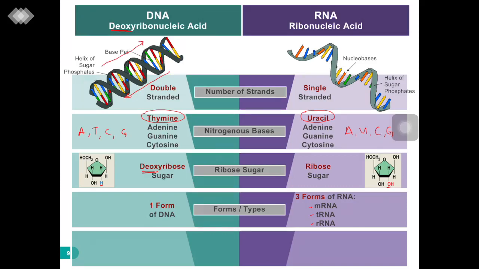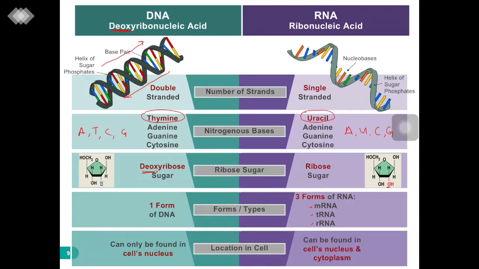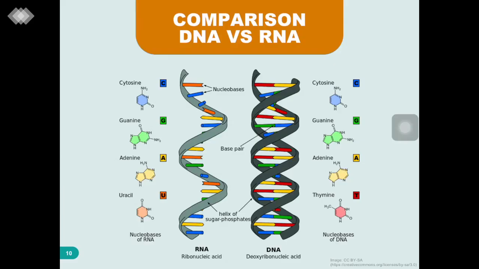And the other difference is their locations. DNA can only be found in the cell's nucleus and cannot be transported out from the nucleus. However, RNA can be found in the nucleus or also in the cytoplasm. So this is the comparison in terms of structures. You can look through it.